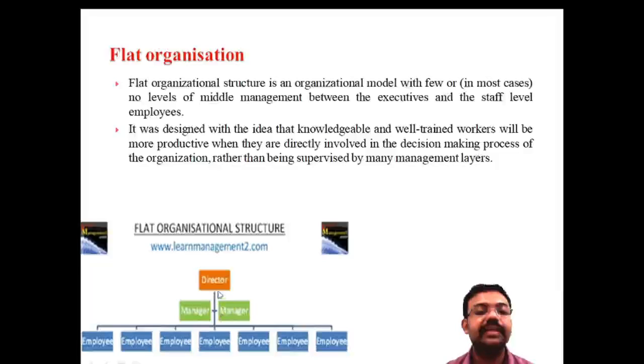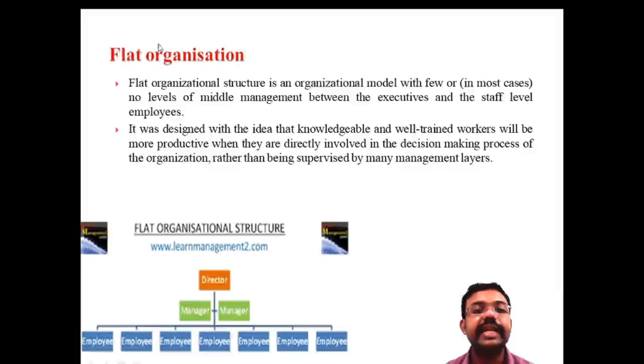Look at this diagram. Here the middle level managers are eliminated. There is a director and the employees, and only a manager in between the director and the employees. Look at this diagram once again and see the sentence. There is no level of middle level management, or only a few. That means no importance is given to the middle level manager. Otherwise there is no middle level manager between the directors and the employees. This category of organization is known as the flat organization.